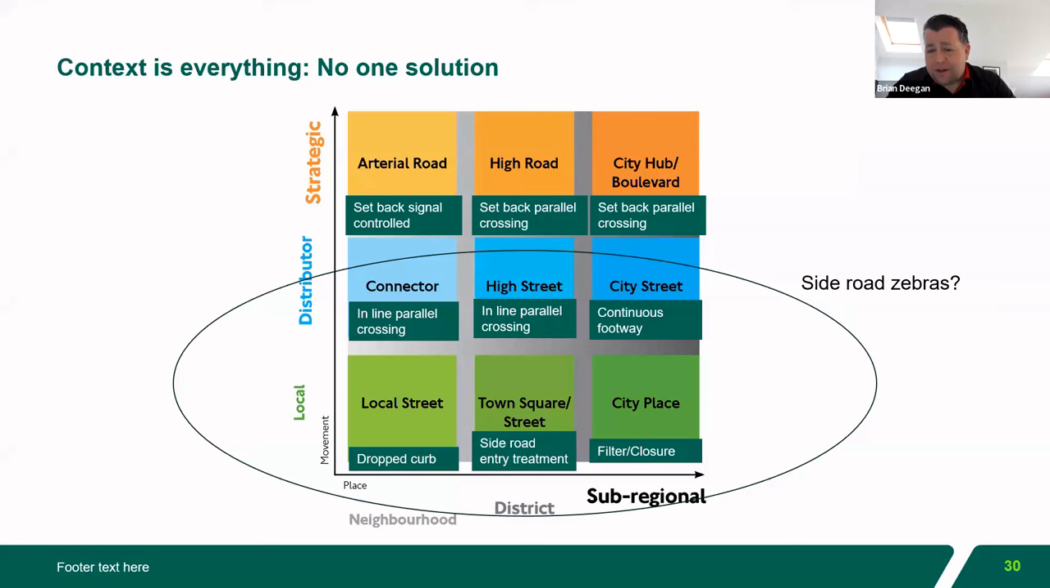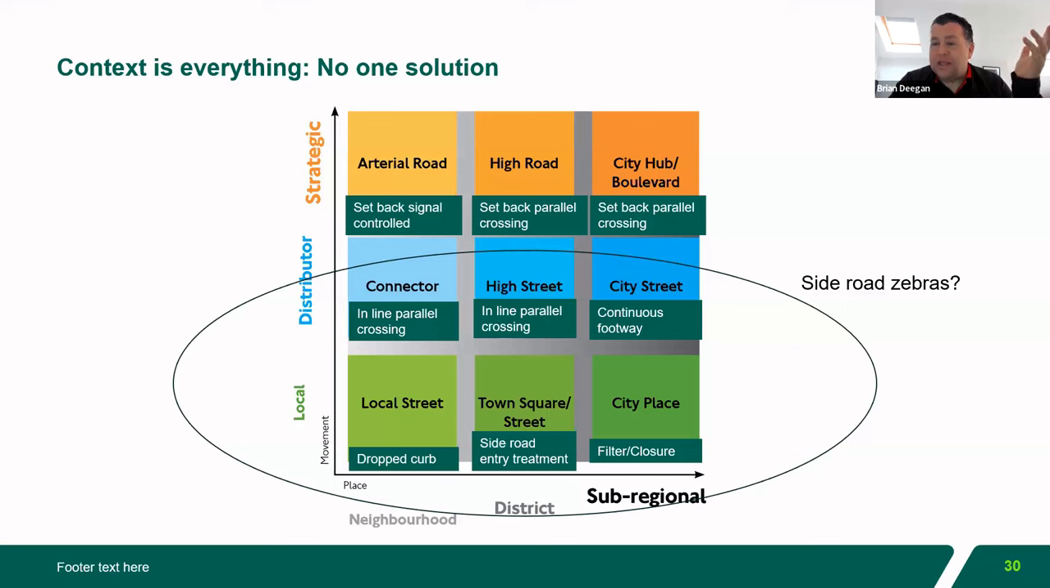I've had a go, and Londoners will recognize the street types, but it's just looking at that kind of movement and place access: something you do on an arterial road should obviously be different to something you do in a city place, where there aren't as many cars and there's lots more activity and people moving everywhere. And you'd probably want to make it a very clear priority there. Whereas will priority ever be given to someone crossing an arterial road, and what can we do to actually make that happen?